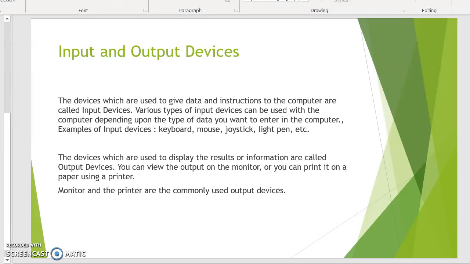The devices which are used to display the results of information are called output devices. You can view the output on the monitor or you can print it out using a printer. Monitor and printer are the common output devices. Another example of an output device is a speaker, which, when you connect it to your computer, brings out the sound.